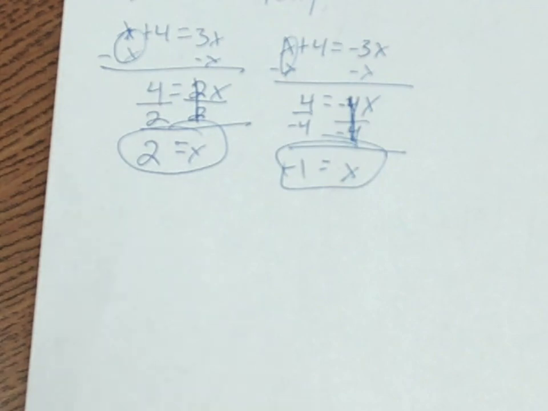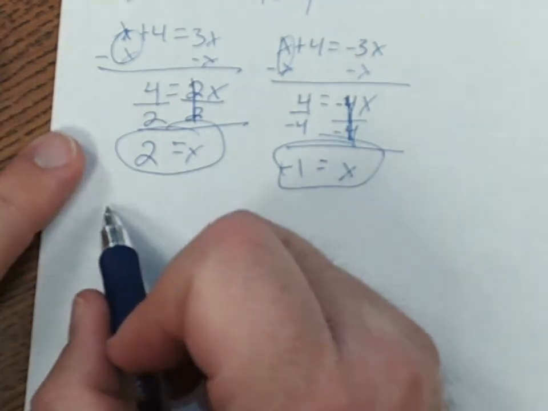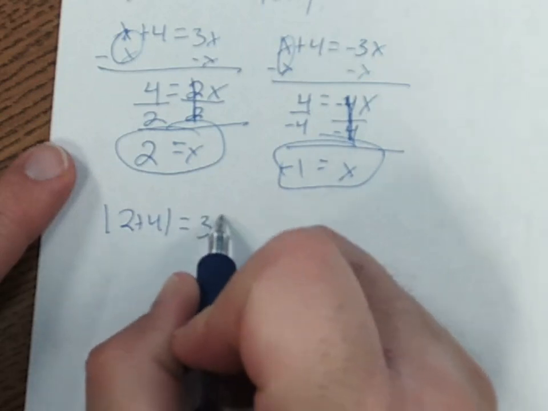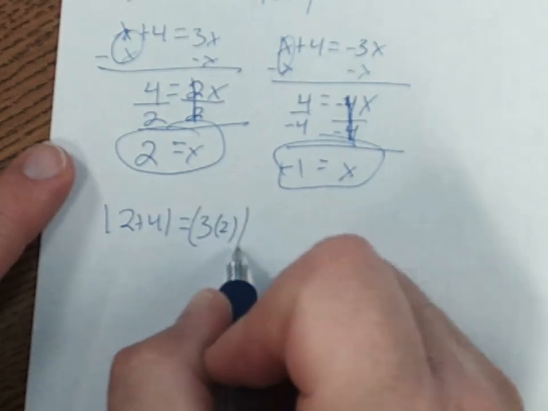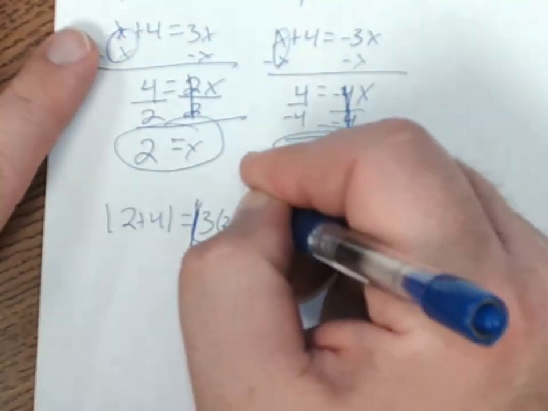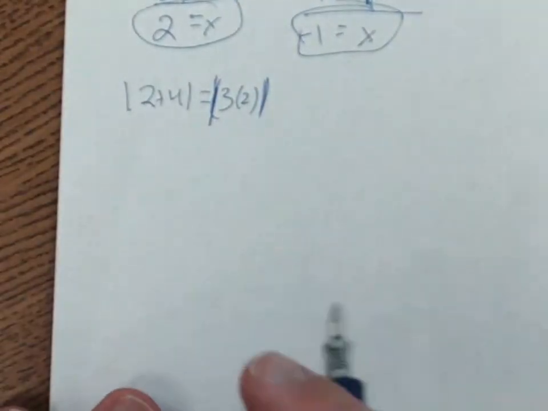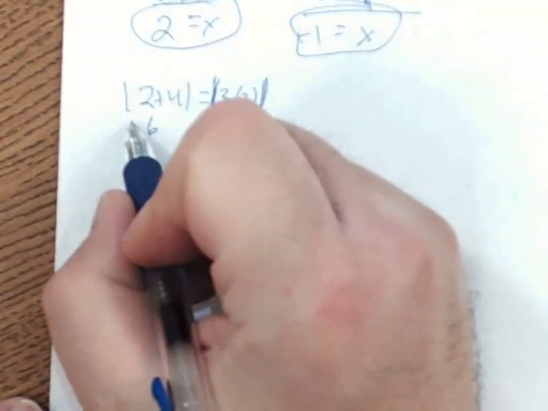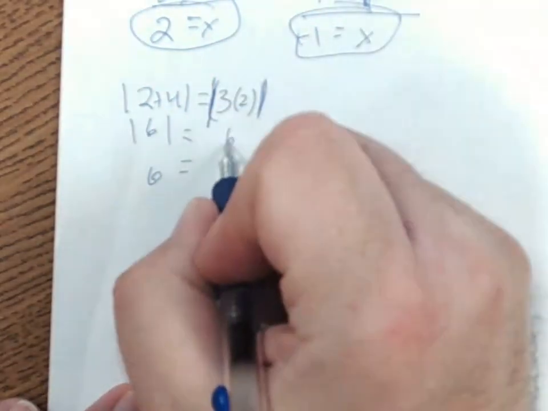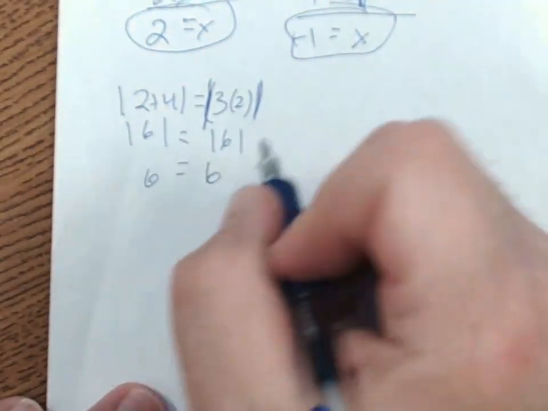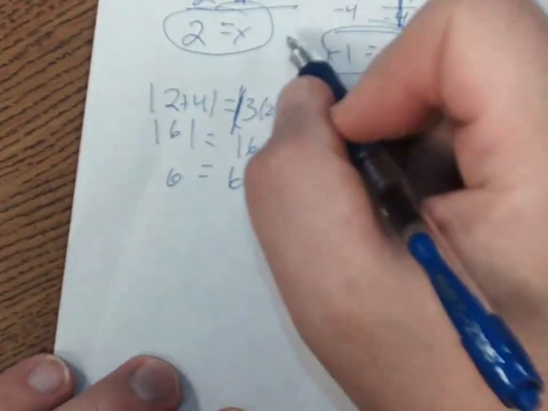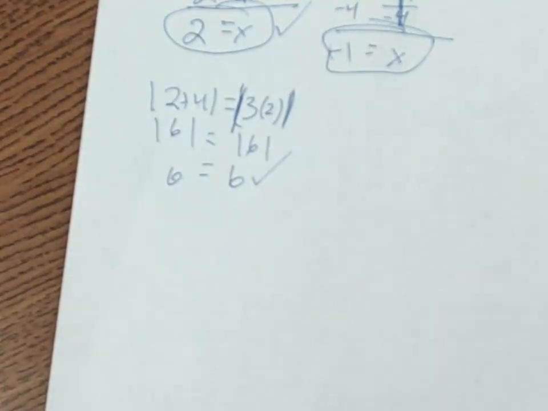Now we got to check these. So let's go back to the original equation and plug in the 2. Absolute value of 2 plus 4 hopefully equals the absolute value of 3 times 2. Those are supposed to be bars. I'm getting kind of sloppy, sorry. 2 plus 4 is 6. The absolute value of 6 is also 6. 3 times 2 is 6. So we have the absolute value of 6, which is 6. And that gives me the statement 6 equals 6, which is 100% true. So 2 is absolutely an answer.